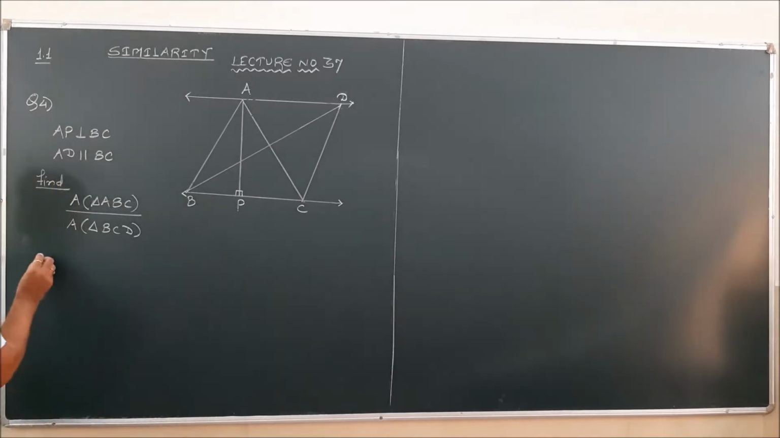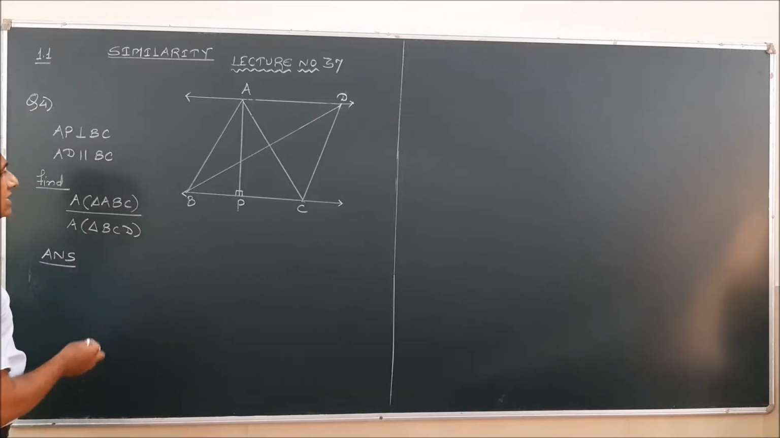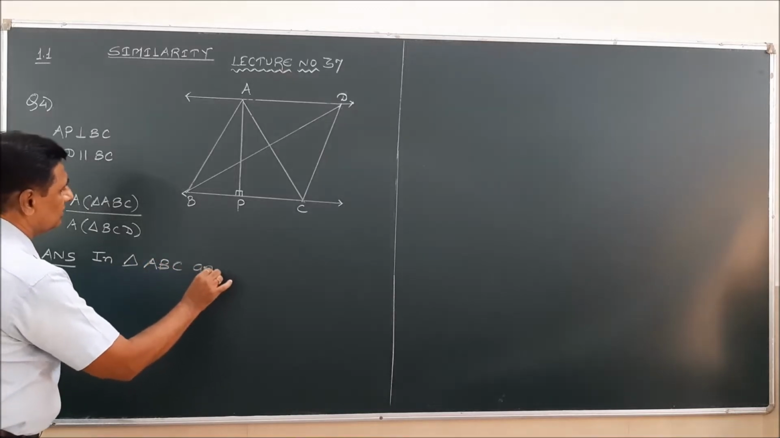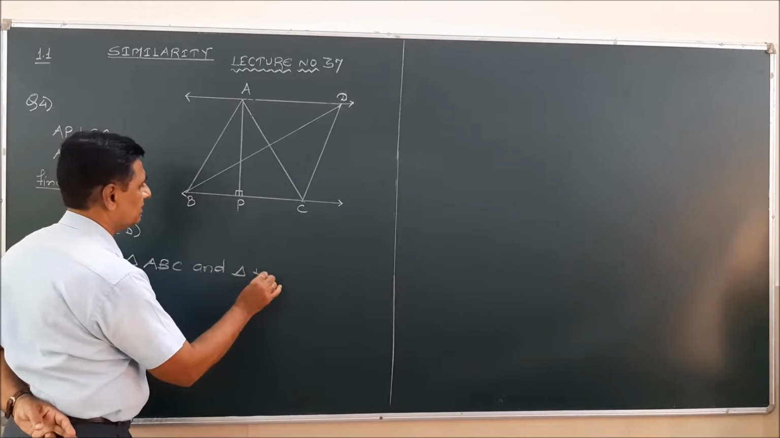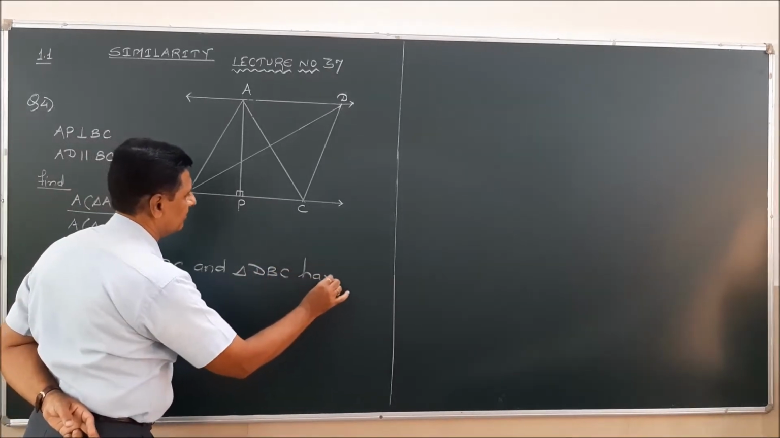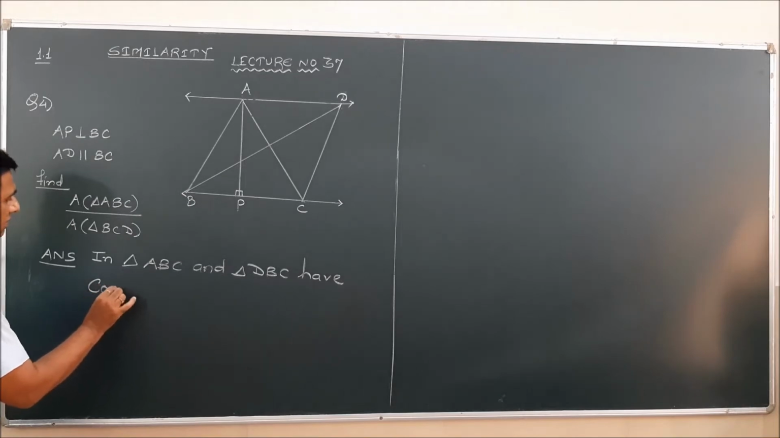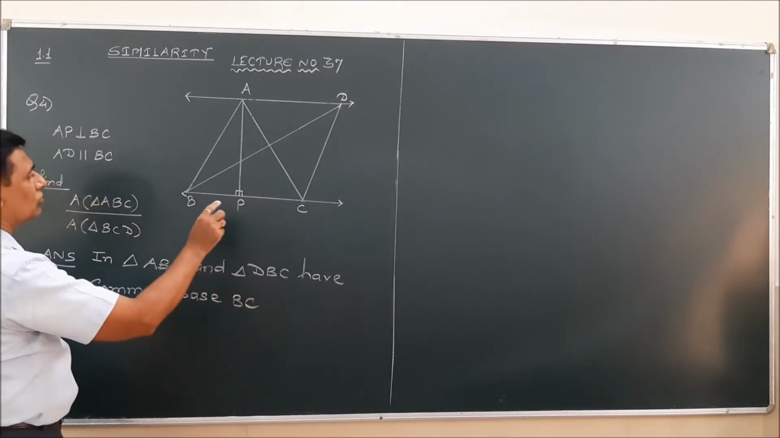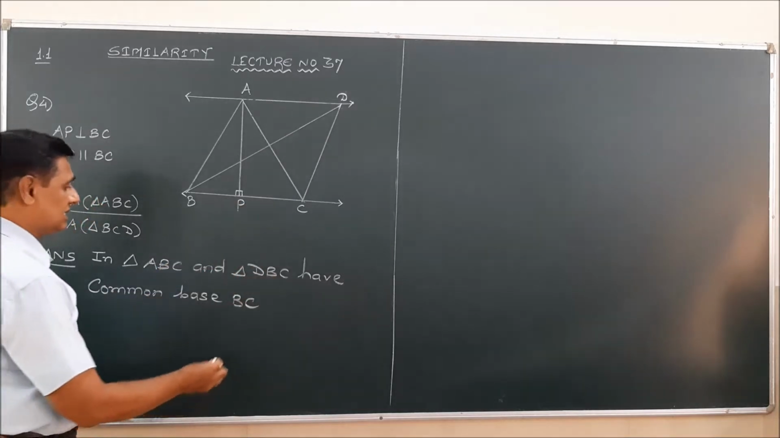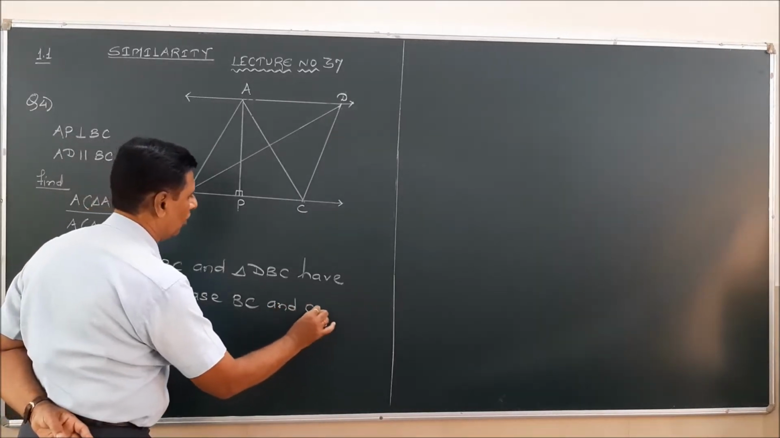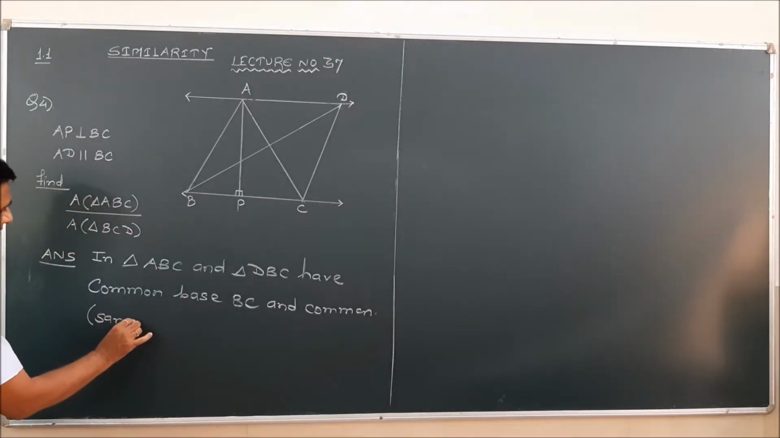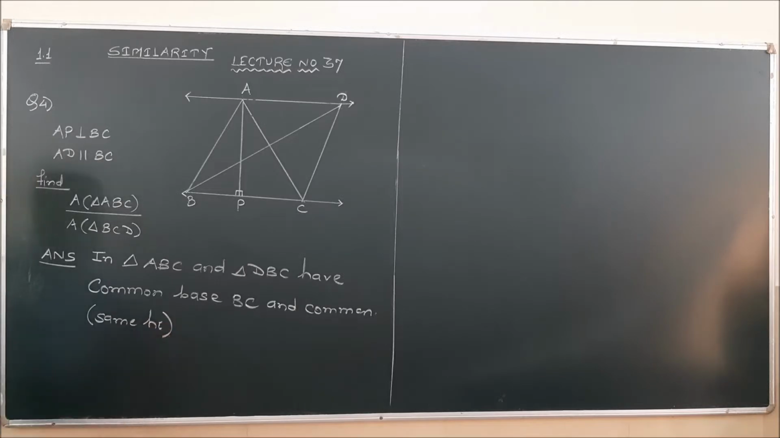So let's see the answer here. In triangle ABC and triangle DBC, both of them have common base BC and common, or you can say same, height AP.